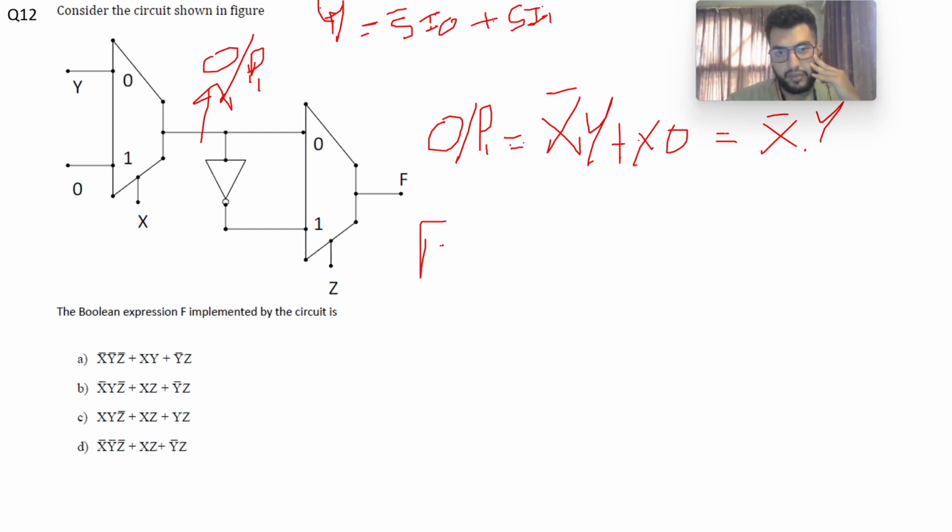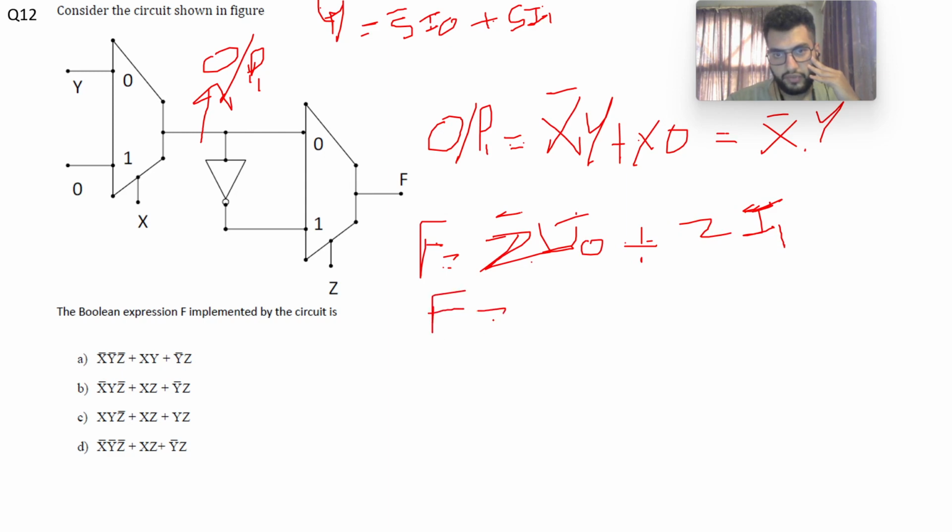Then my F will be equal to Z bar I0 plus Z I1. So F will be equal to Z bar. My I0 is output 1, that is X bar Y, plus Z times I1. I1 is the complement of the output 1. So that is X bar Y whole bar.